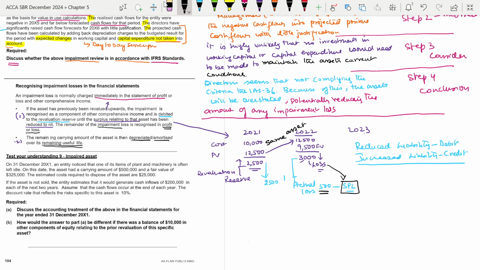For the remaining carrying amount, whatever asset it is, we should depreciate it, or amortize it over the remaining useful life. What we have to remember is that it is the same treatment as in property, plant and equipment. If there is any revaluation reserve, first you deduct it from the revaluation reserve, then whatever the remaining amount, we show it in the profit and loss account. And for any other assets, whether under IAS 16 or IAS 38, we can do the depreciation or the amortization. Is it clear to you?